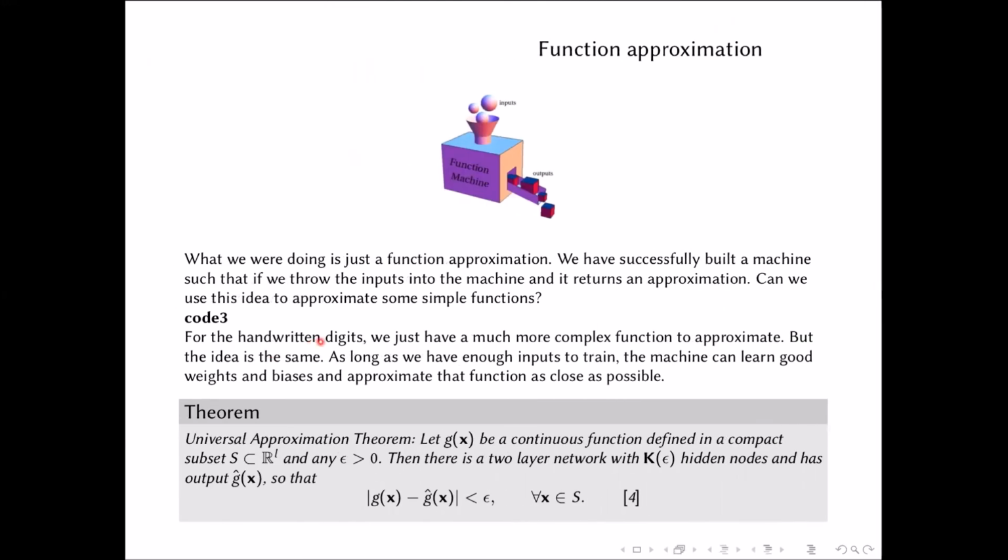So for the handwritten digits, it's still the same. We just have a more complex function to approximate, but the idea is still the same. As long as we have enough inputs to train, the machine can give us good weights and biases to approximate the function as close as possible. And I found this theorem. They actually have a theorem to talk about this.